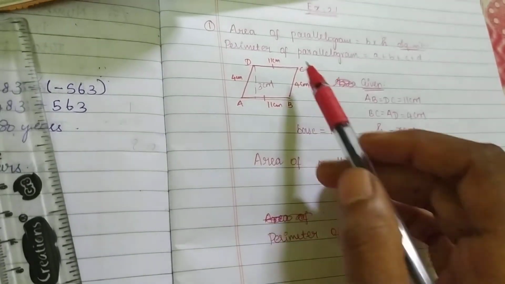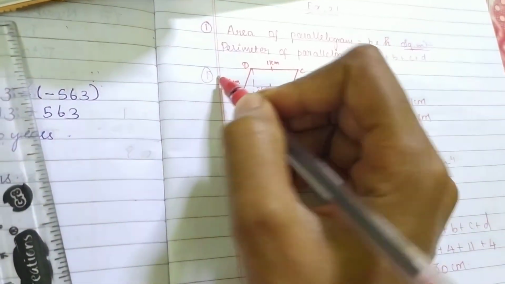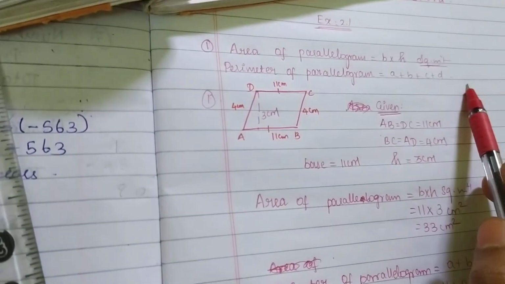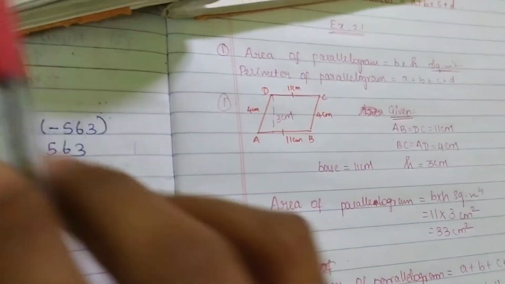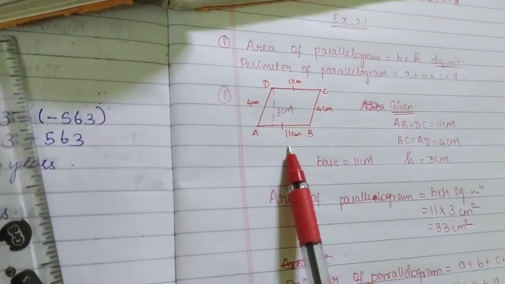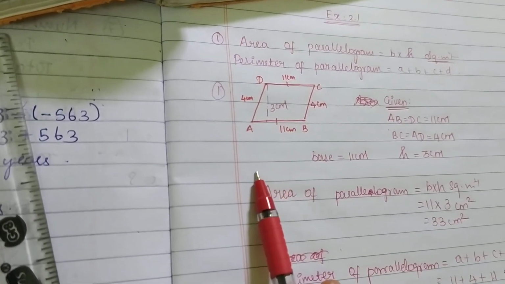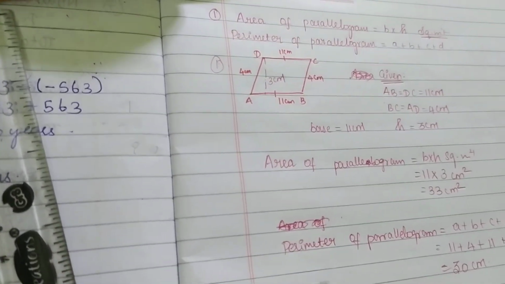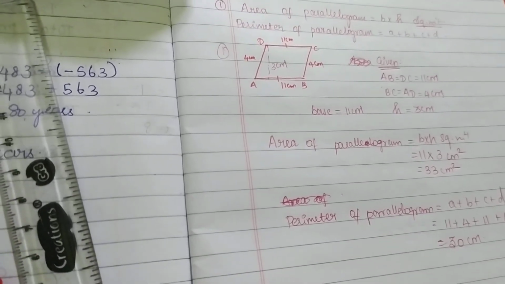That's it. Now from this you can write. For your remembering only I wrote this formula. Write the question and directly draw the diagram. The given values should come in this place: base and height, area of the parallelogram, then perimeter of the parallelogram. That's it.